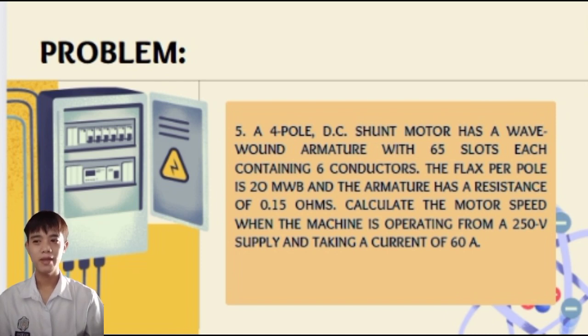So the second problem is a 4-pole DC shunt motor has a wave-wound armature with 65 slots, each containing 6 conductors. The flux per pole is 220 milliweber and the armature has a resistance of 0.15 ohms. Calculate the motor speed when the machine is operating from a 250 volt supply and taking a current of 60 amperes.